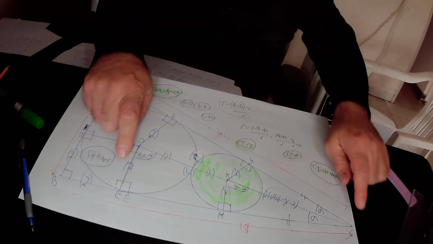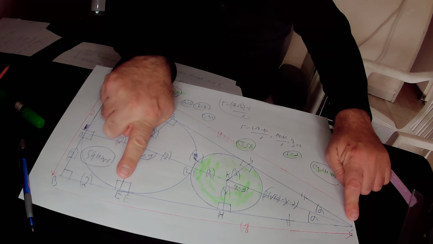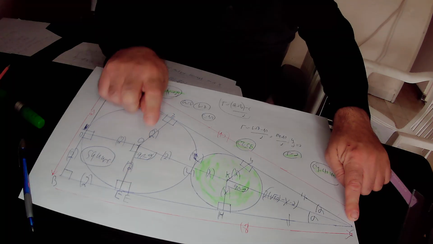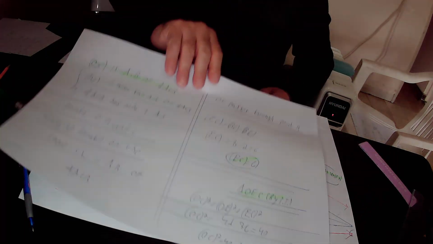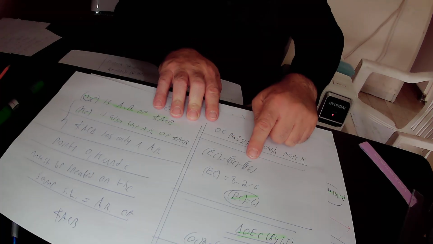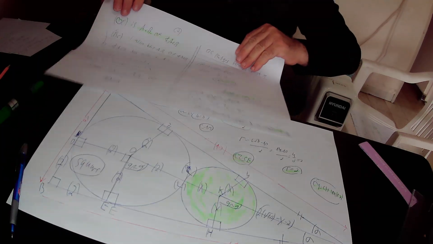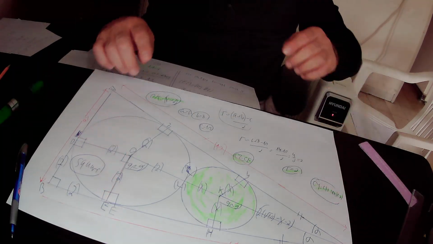So EC equals BC, that is 8, minus BE, that is 2. So in total it equals 8 minus 2, that is 6. Again, the last side equals BC minus BE. BC is 8, BE is 2, so in total it equals 8 minus 2, that is 6 units.